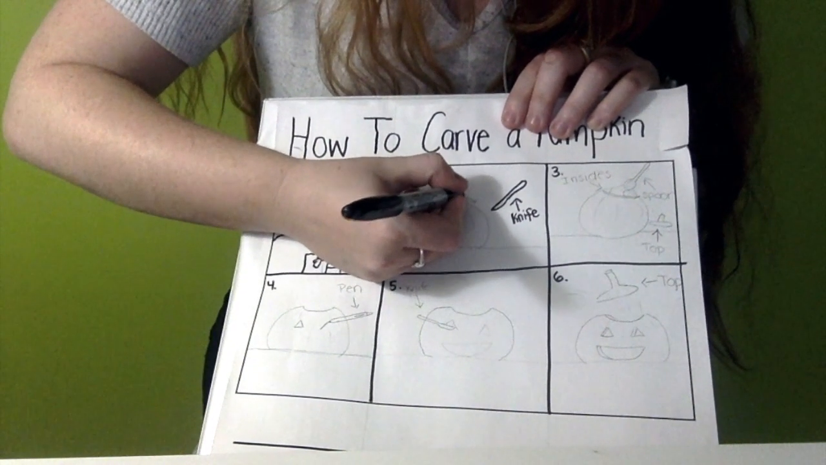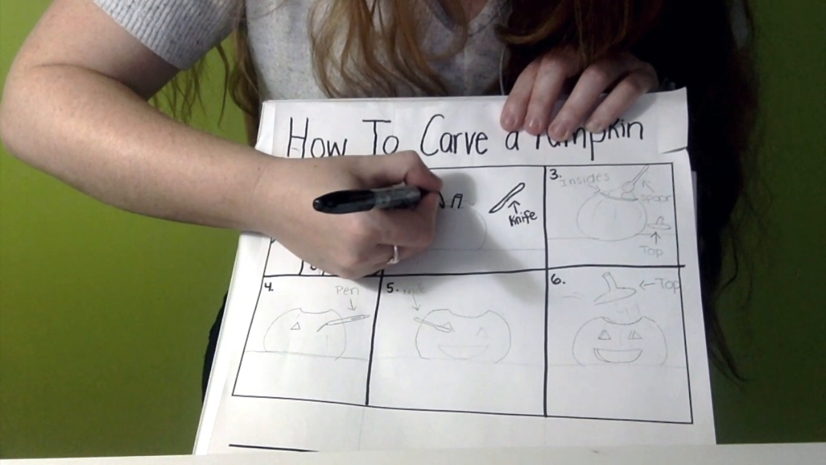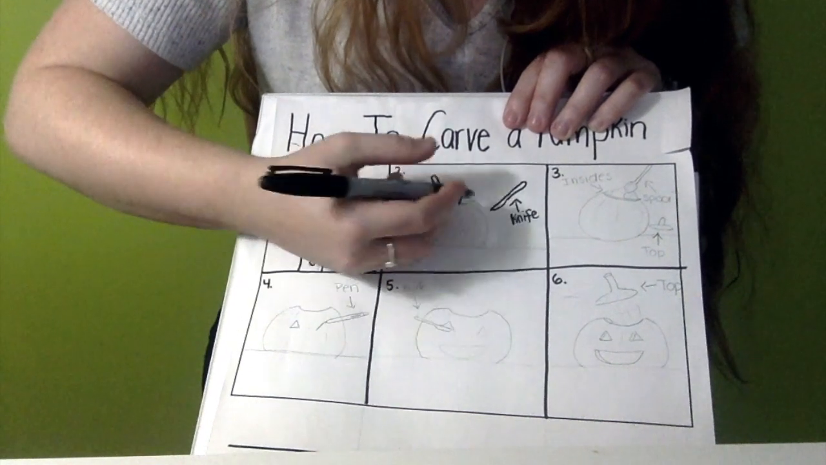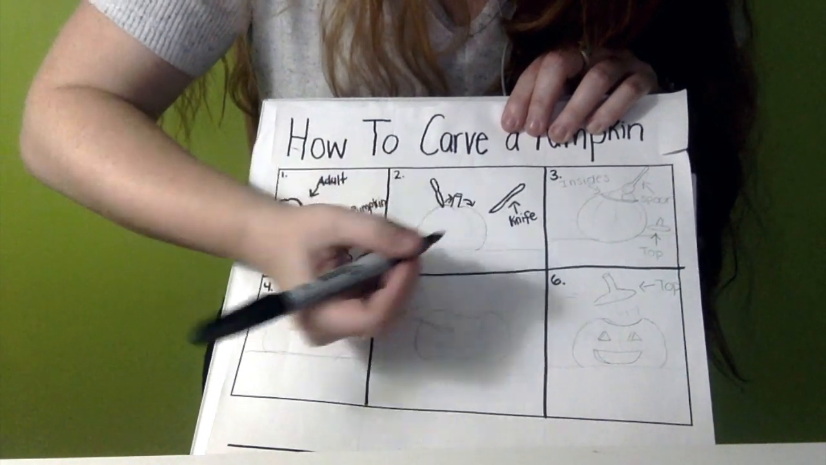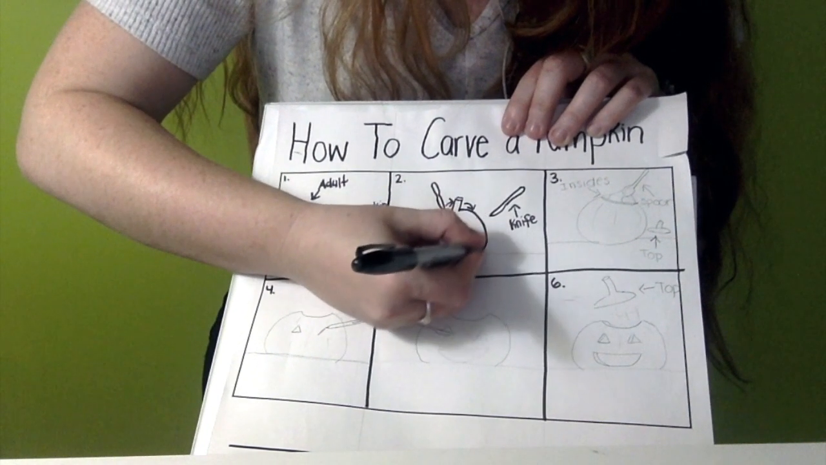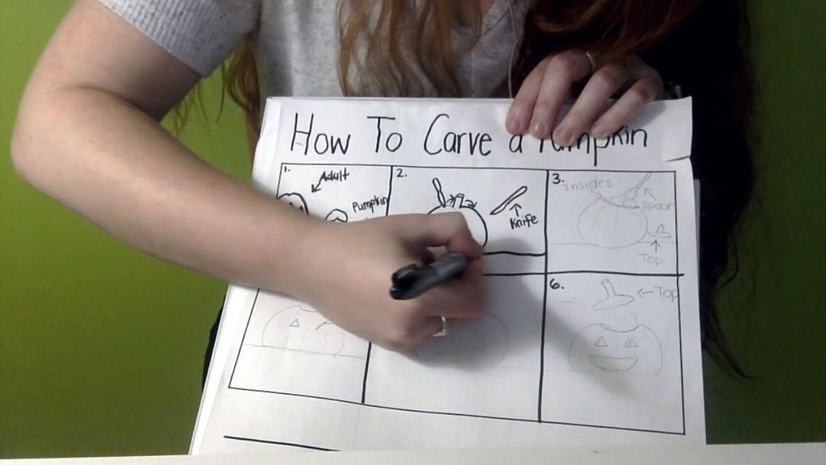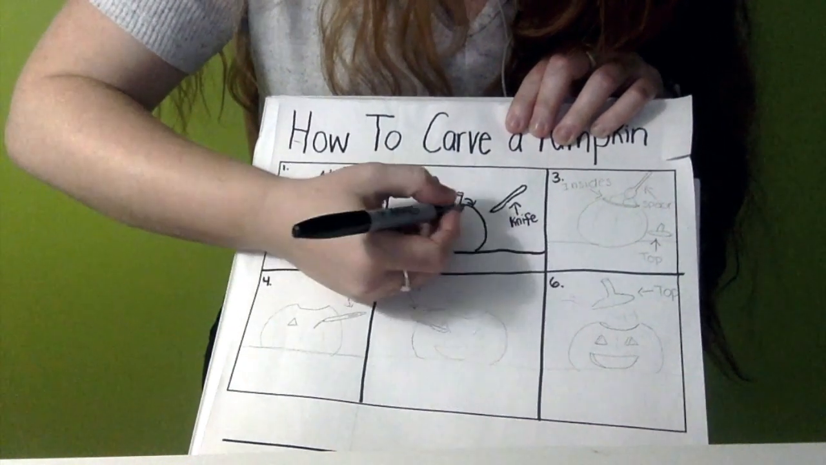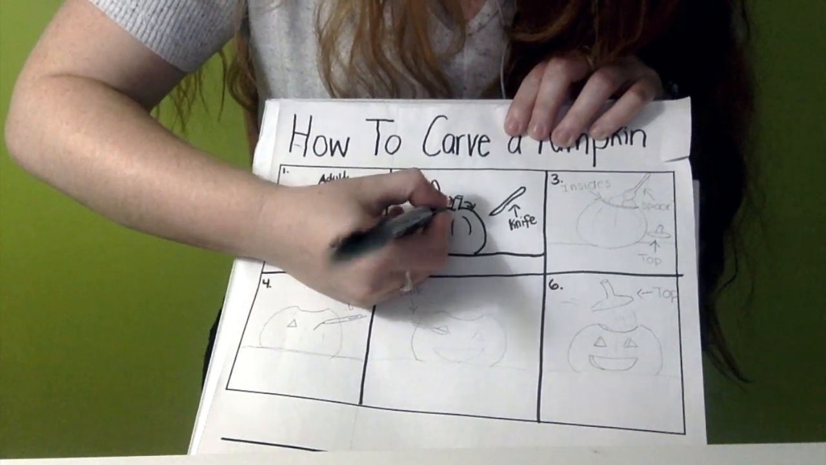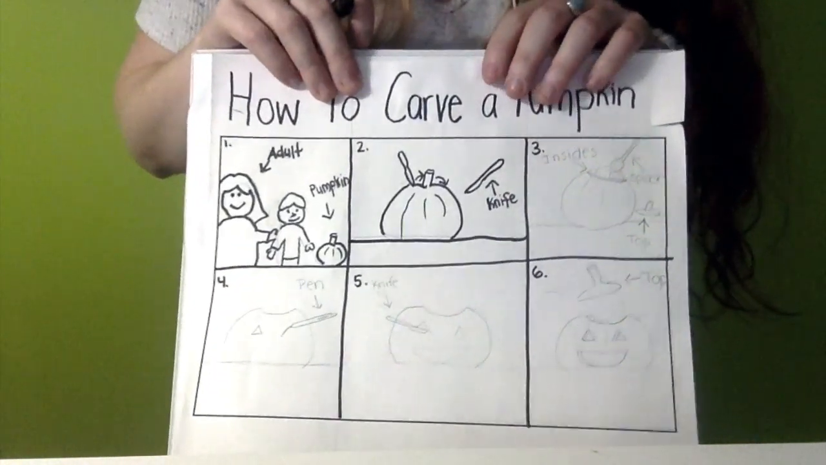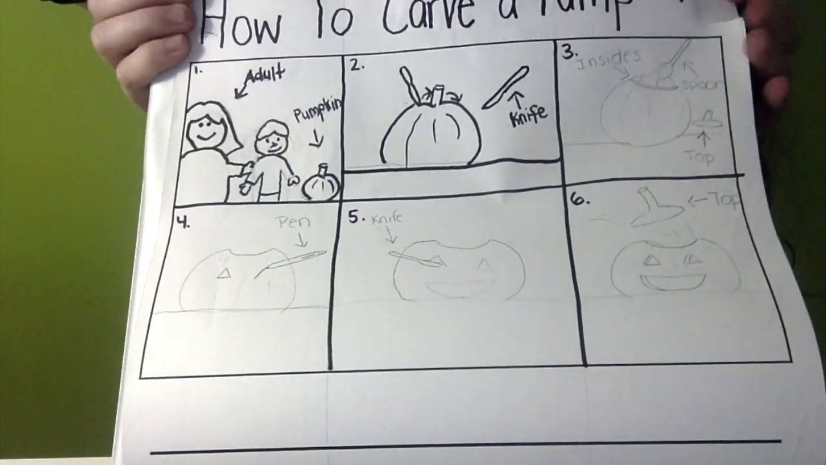And here's my pumpkin, and I want to show my knife going into my pumpkin. And maybe I'll show arrows to show that the knife is going around the top of the pumpkin. I'll show my table or flat surface that I'm going to carve my pumpkin on. Okay, great. There's step number 2. Step number 2 was to carve around the top of the pumpkin.